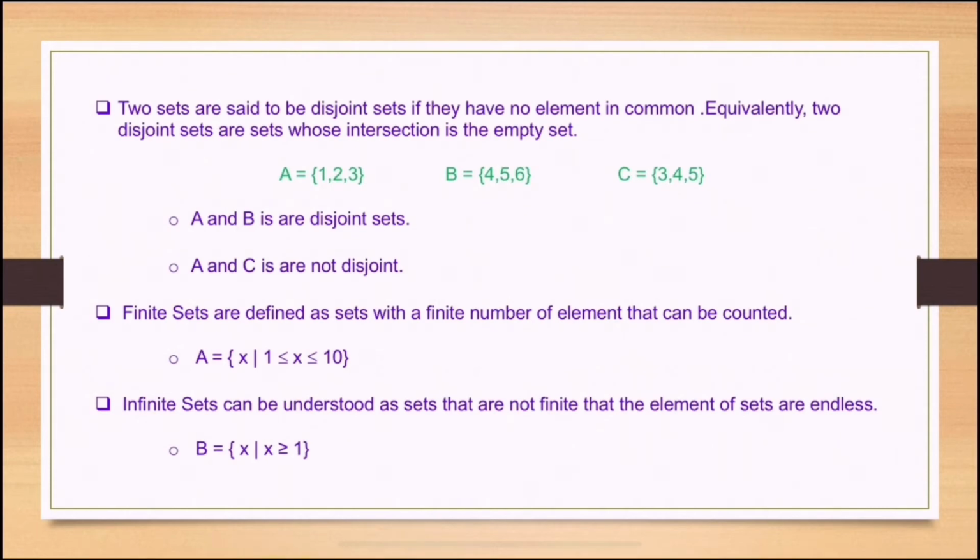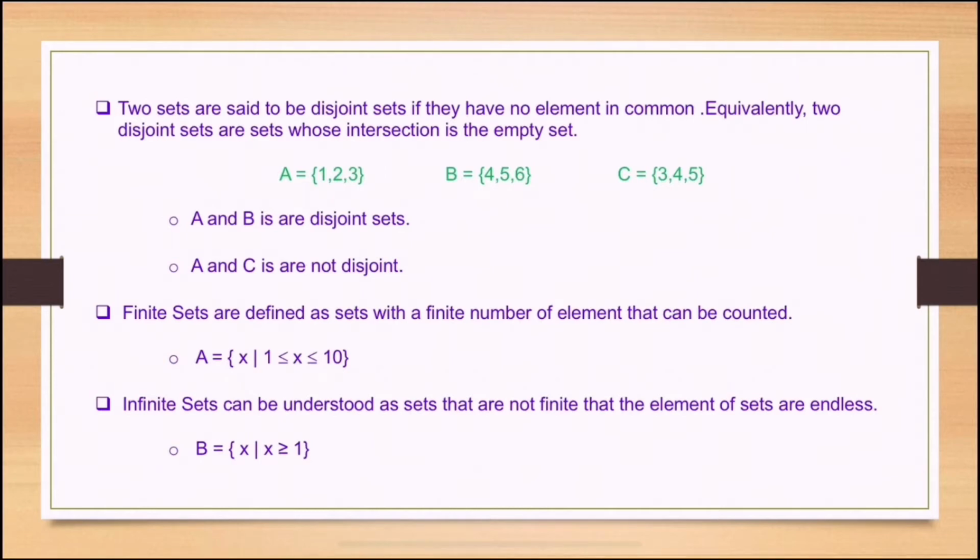Two sets are said to be disjoint sets if they have no element in common. Equivalently, two disjoint sets are sets whose intersection is the empty set. Okay, the example is A has 1, 2, 3, B has 4, 5, 6, and C has 3, 4, 5. So first, A and B are disjoint sets because there is no duplicate number in set A and set B. For the second, A and C are not disjoint because set A and set C have a duplicate number.